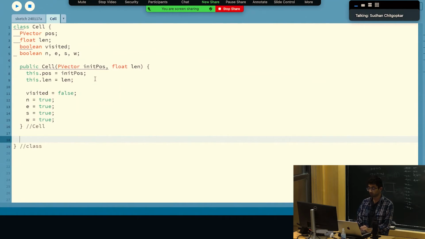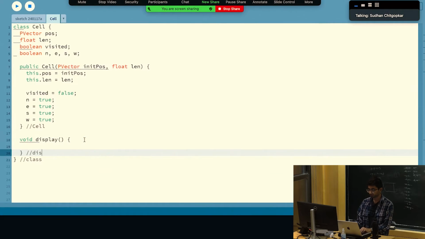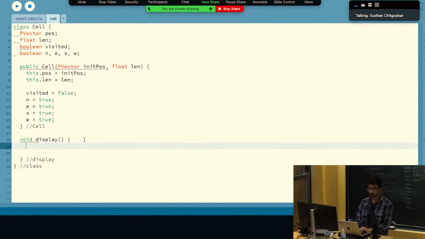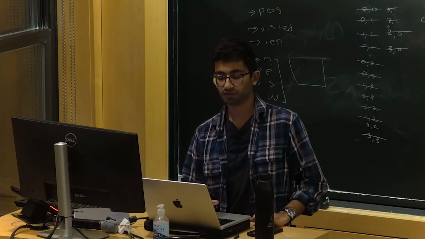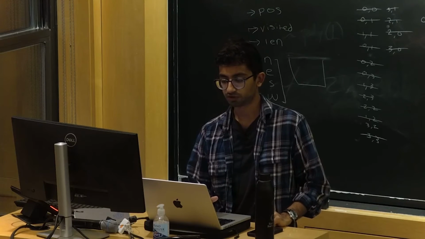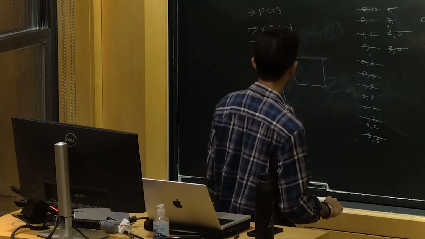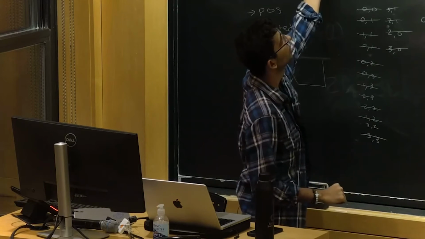Now, what we really want is the function for the cell to display itself. It should be void because we're not returning anything. So the way that we would display ourselves if we were a cell is we would draw out each of those walls. So let's look at how that wall drawing might happen on our blackboard here.